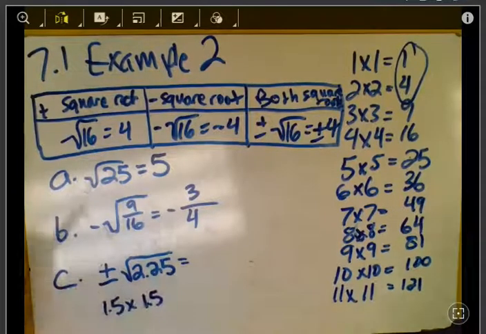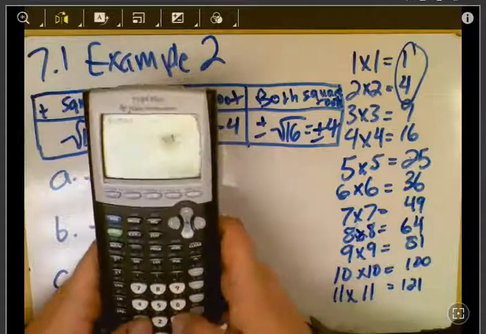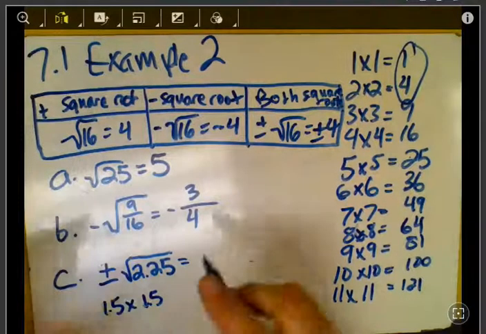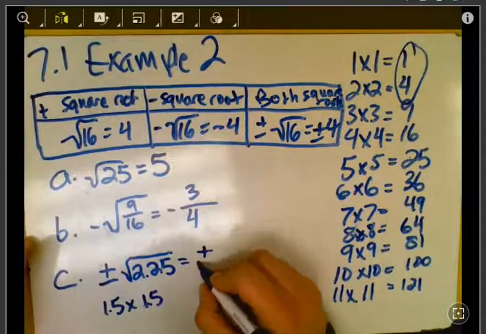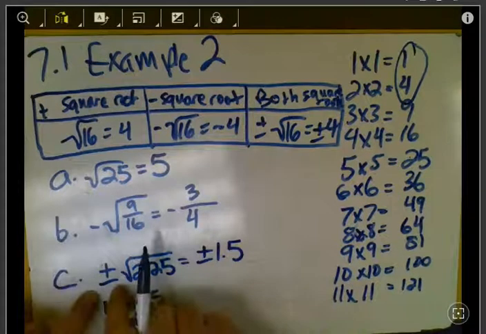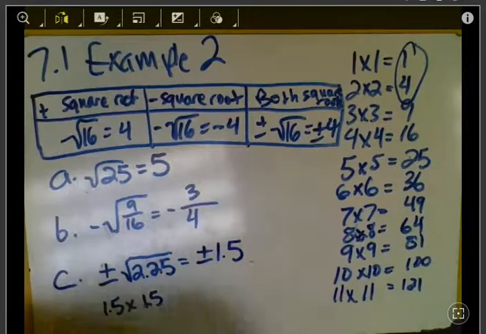Use your calculator. Calculate it. Let me see. 1.5 times 1.5. Oh, 2.25. Perfect. First guess. We got it. Awesome. Good job, guys. We're rock stars, aren't we? Alright. So the answer is plus and minus, so positive and negative 1.5.